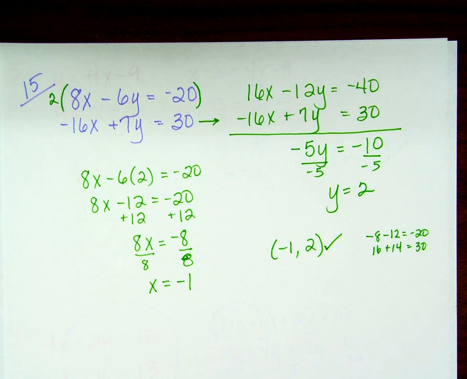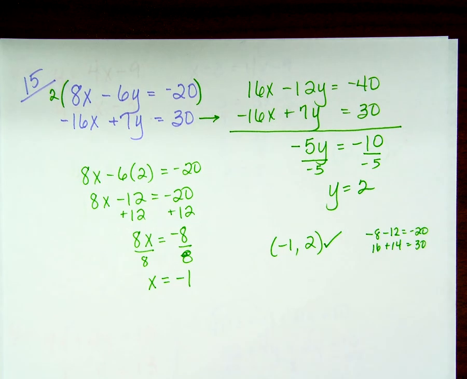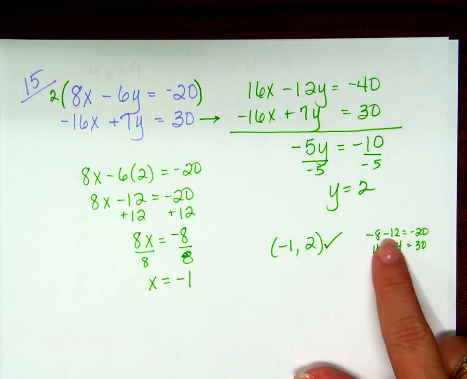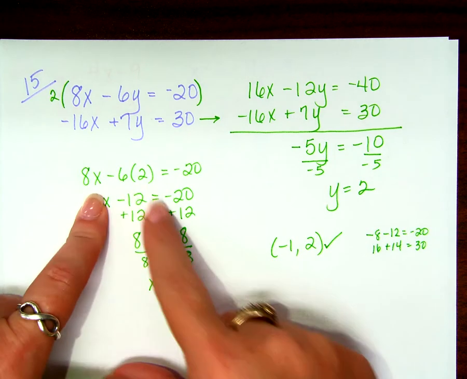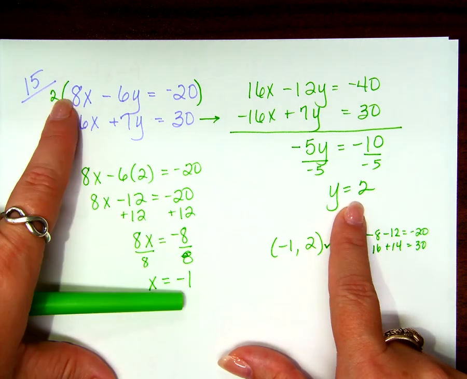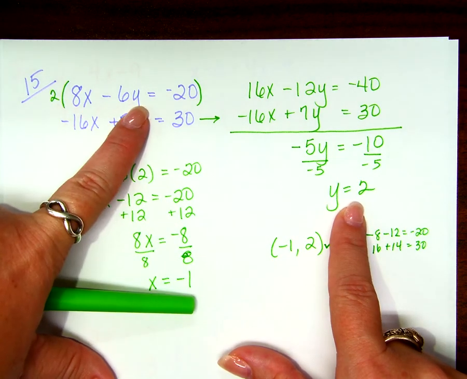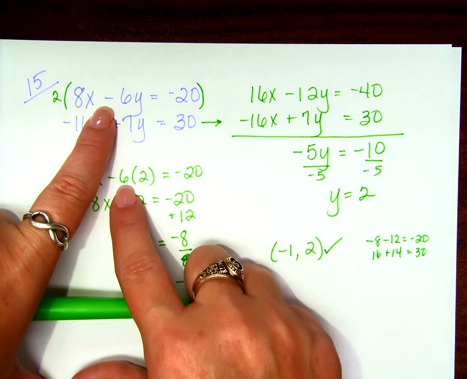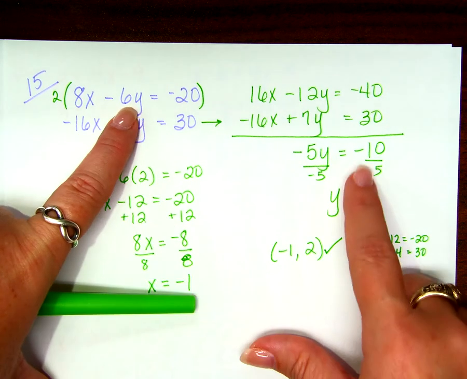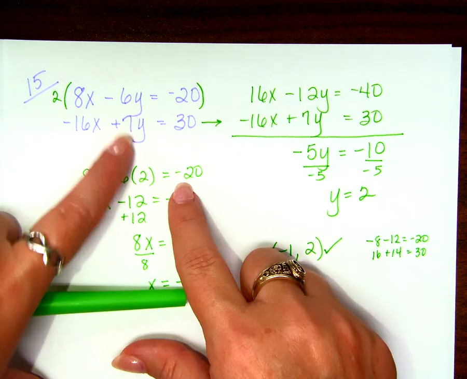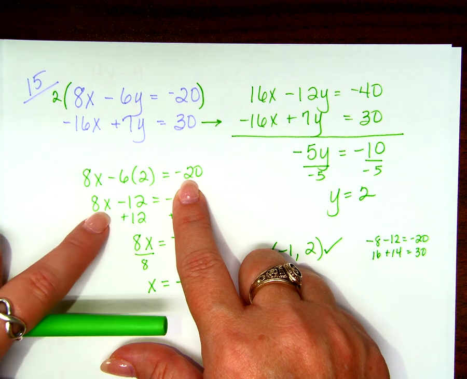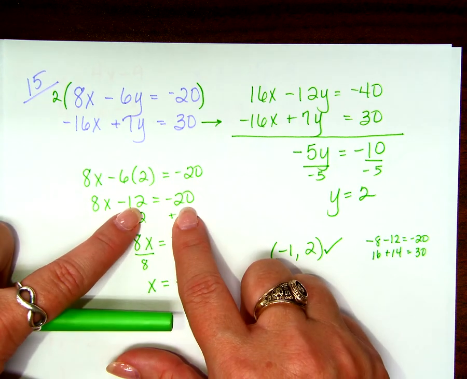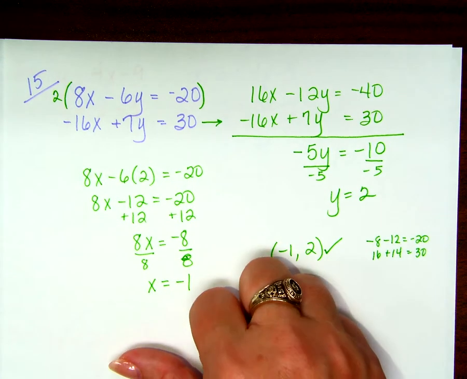Thank you. Anybody have a question about this? Yes, ma'am. Right here? I took what I knew for y and substituted the y into the first equation. So I wrote 8x minus 6 times 2, because I knew that y was 2, equals negative 20. 6 times 2 is 12, so I have 8x minus 12 equals negative 20. Does that make sense? Okay.